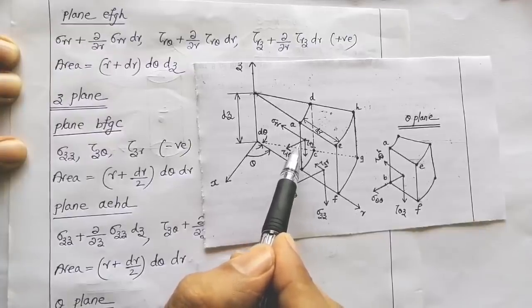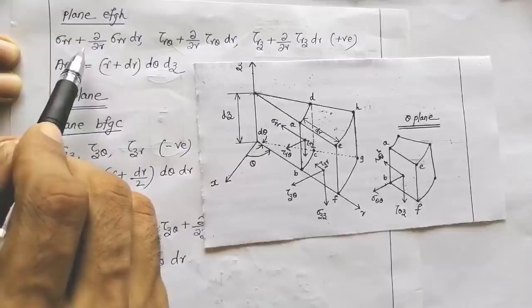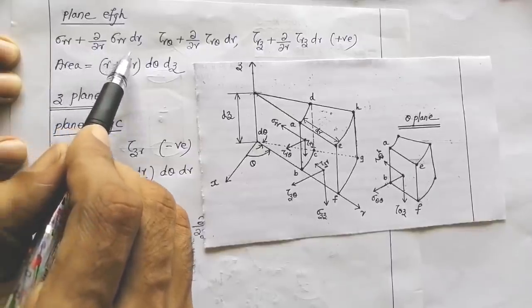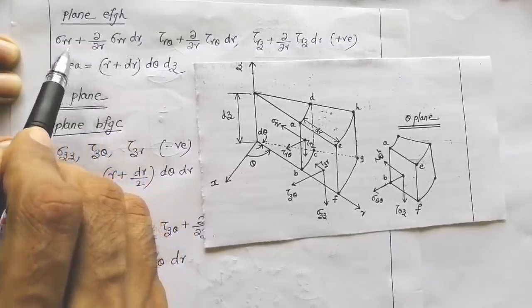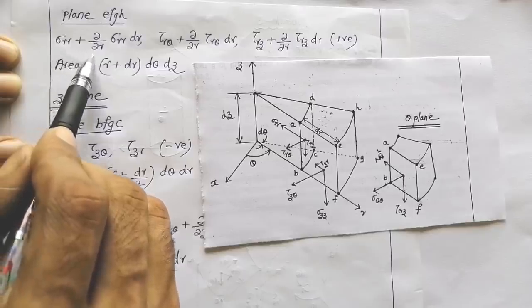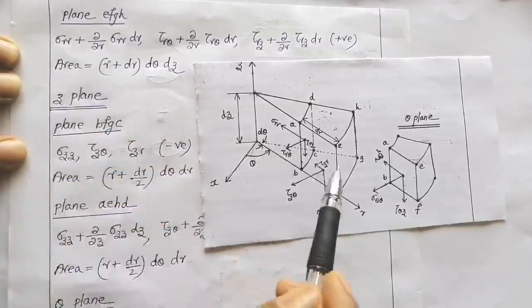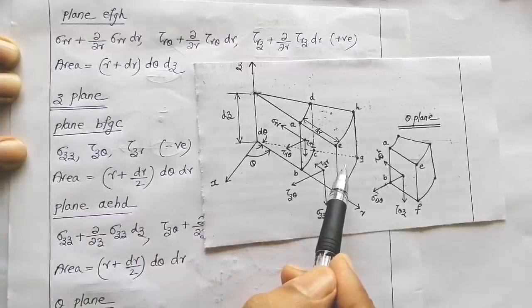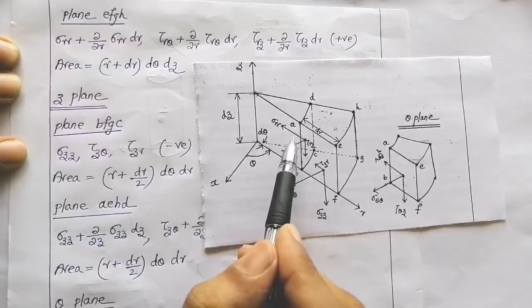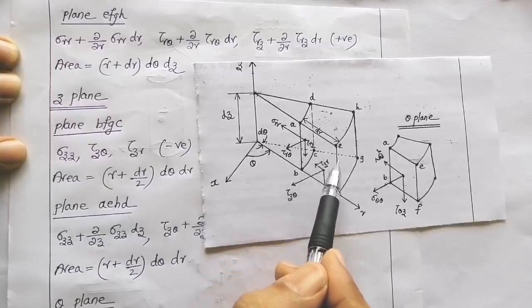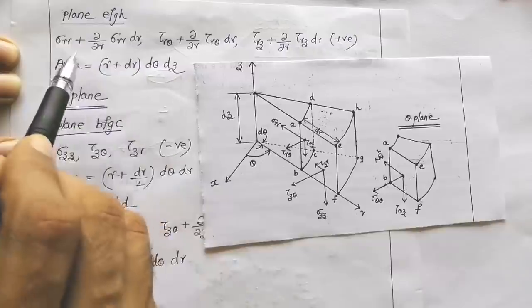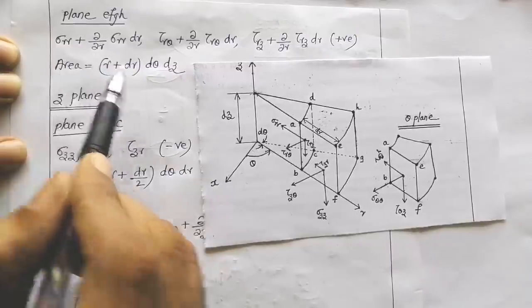Now let us see what the increment for sigma RR is. The increment is ∂/∂R of sigma RR dr, so that the total value will come to sigma RR plus ∂/∂R sigma RR dr. How does this come? The stress component at this plane will be the sum of the corresponding stress component on this plane plus the incremental value. So we are adding sigma RR plus ∂/∂R.